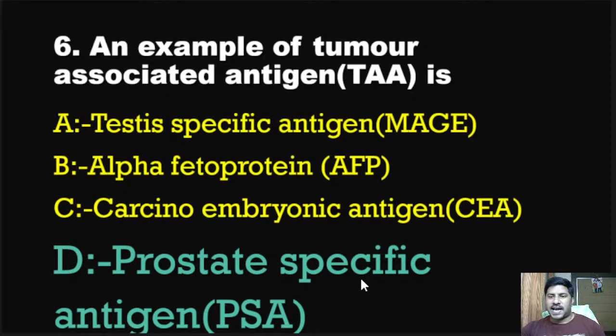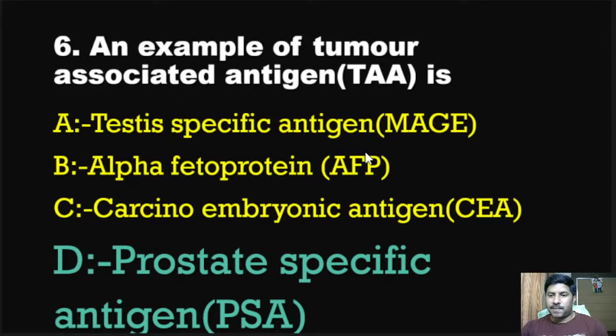Tumor associated antigens are relatively restricted to that particular tumor or carcinoma. Here, prostate specific antigen or PSA is specifically for identifying prostate cancer. The other options, testis specific antigen, is also elevated in melanoma, breast cancer, bladder cancer, prostate cancer, and hepatocellular carcinoma.